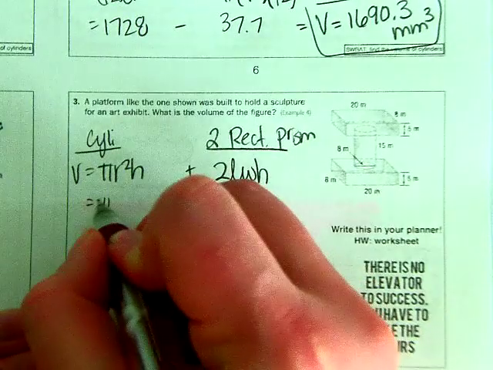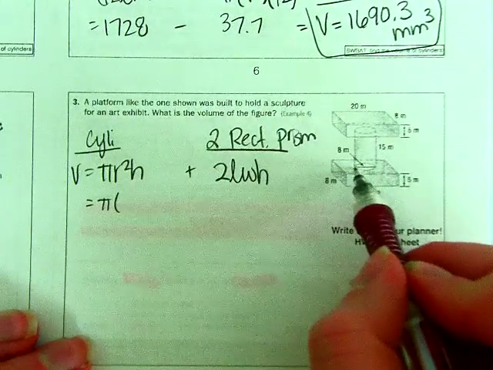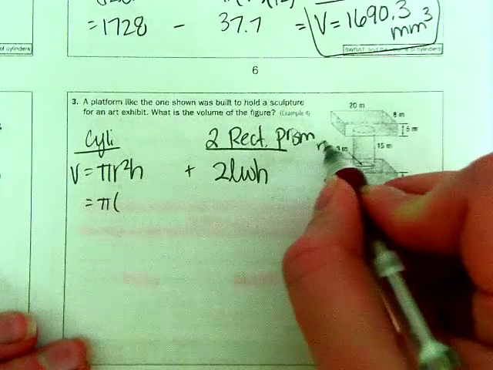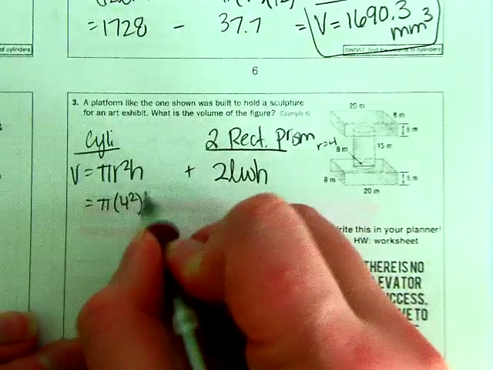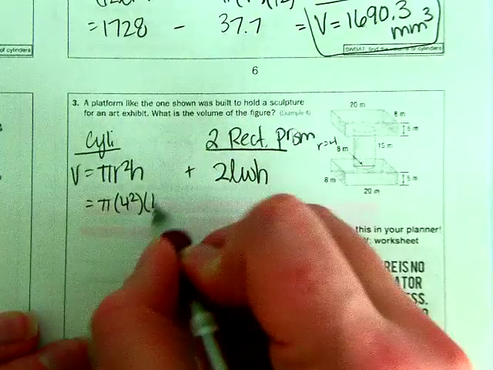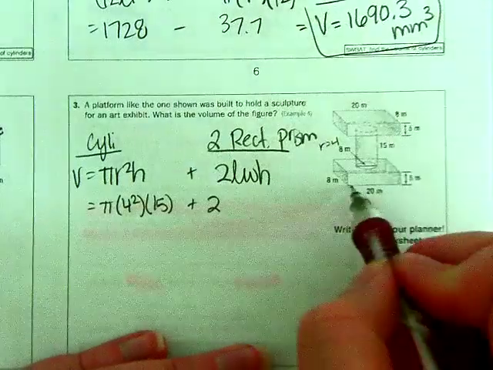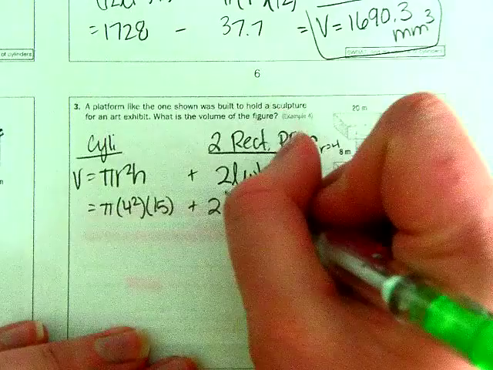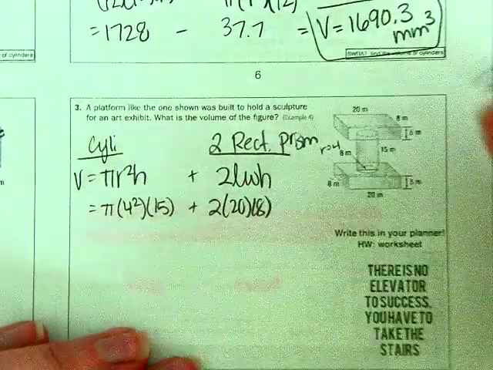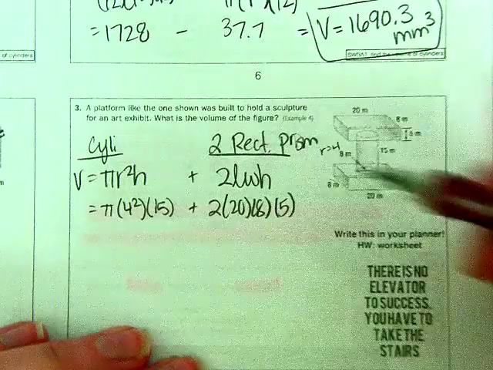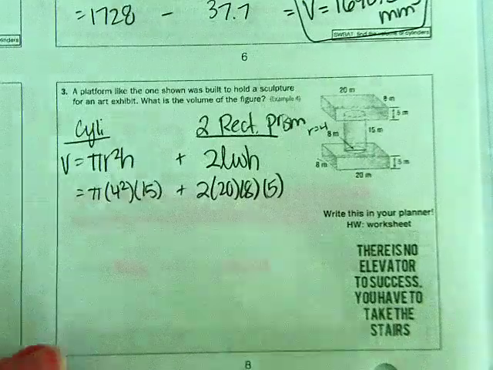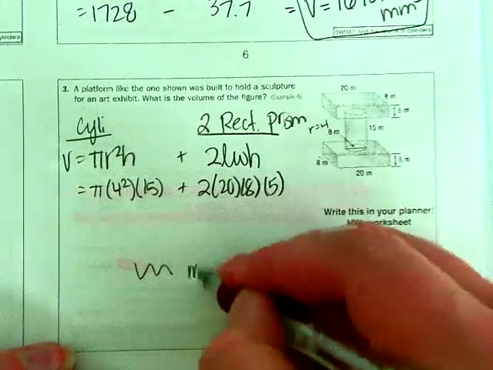And then I would just plug in all my numbers. So I bring my pi. My radius is, let's see, this is all the way across is 8, so the radius is 4, times the height, which is 15 of the cylinder, plus, bring my 2 down. This is going to take care of both rectangular prisms. The length and width are 20 and 8, and the height of the prisms are 5. So then we can go through and do those numbers. We're going to get yada, yada, yada, meters cubed.